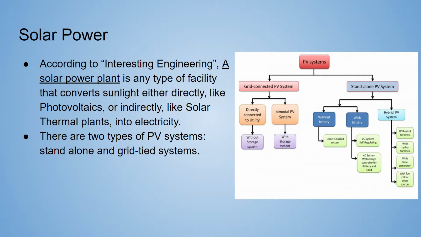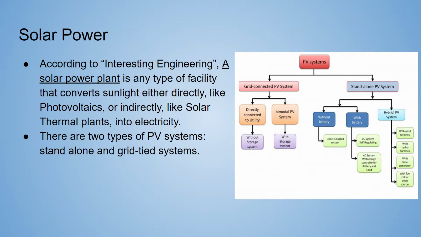The last form of generation is solar power. According to Interesting Engineering, a solar power plant is any type of facility that converts sunlight either directly, like photovoltaics, or indirectly, like solar thermal plants, into electricity. There are usually two different types of systems: standalone and grid type systems. A picture next to it explains how it works.